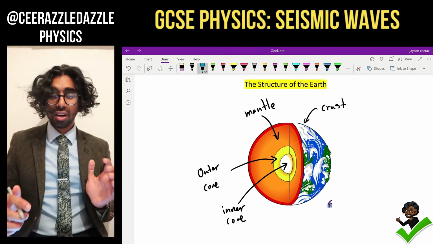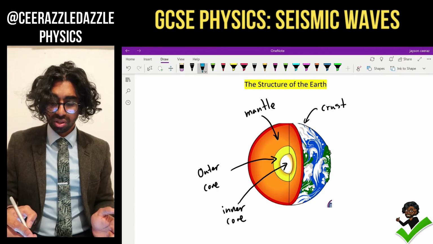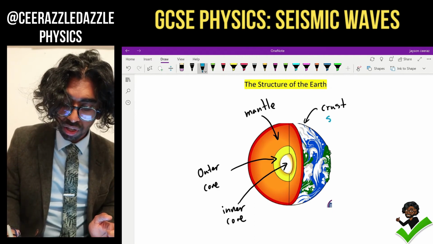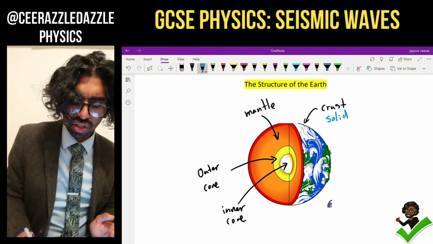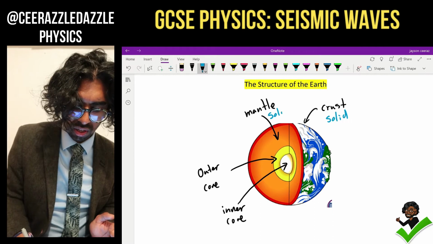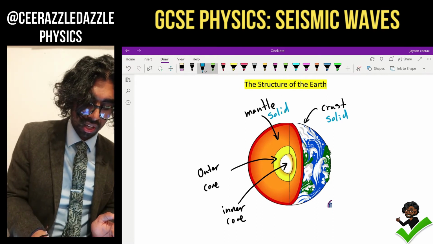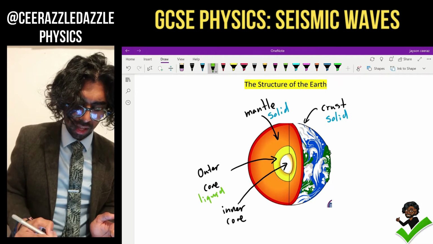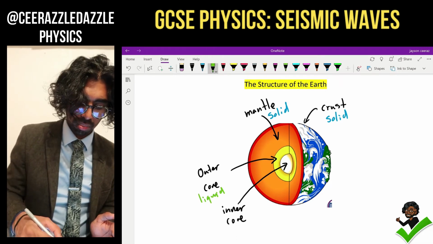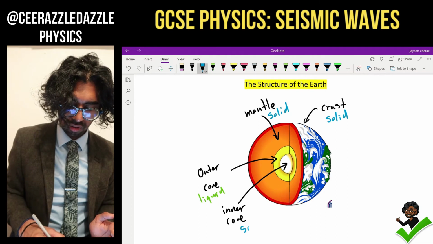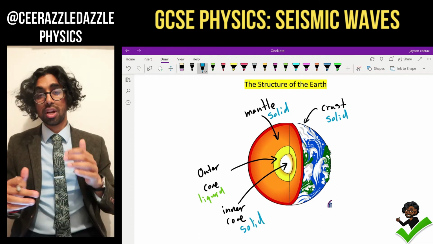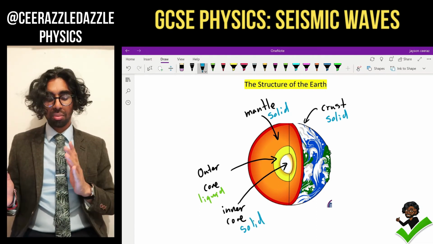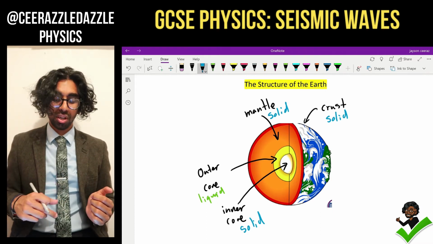Some of them are solids and some of them are liquids. The crust itself is going to be a solid. The mantle is considered to be a solid. The outer core is going to be liquid. And the inner core is back to being a solid. So they're made up of different things. Some parts are solid, some parts are liquid.